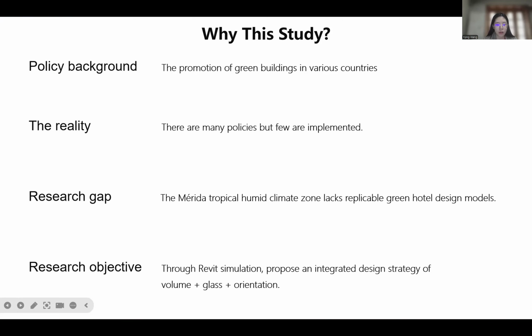Governments around the world have introduced policies to promote green buildings. However, specific practice-oriented design solutions are still rare, especially for hot and humid climate zones. This study focuses on Mérida, Mexico, a city with a tropical savanna climate, to fill this gap. Our goal is to propose an integrated design strategy combining building volume, glass type, and orientation to improve energy efficiency in green hotel design.